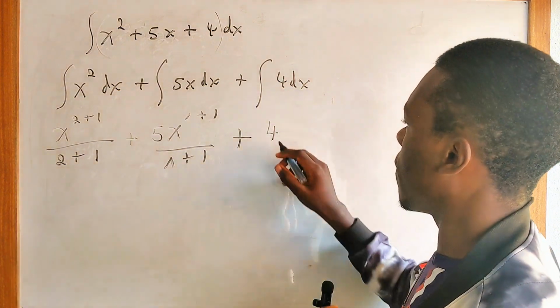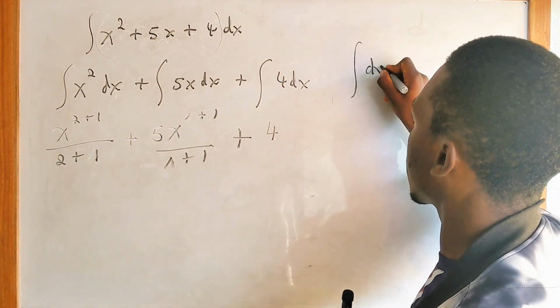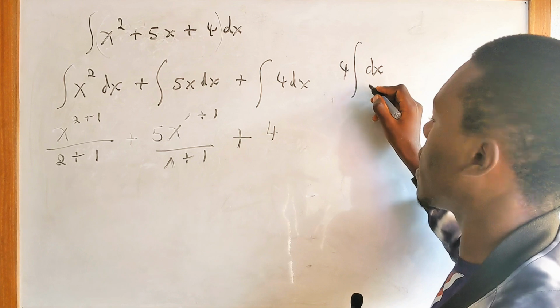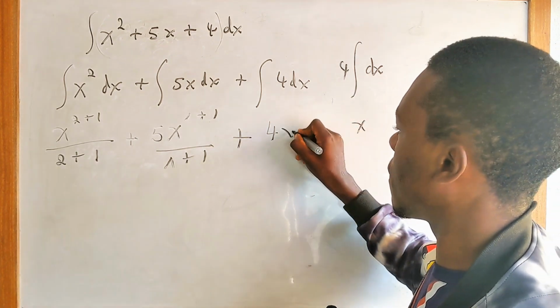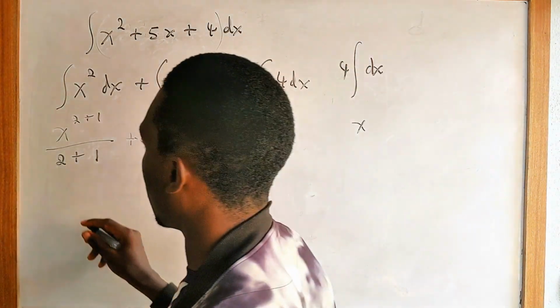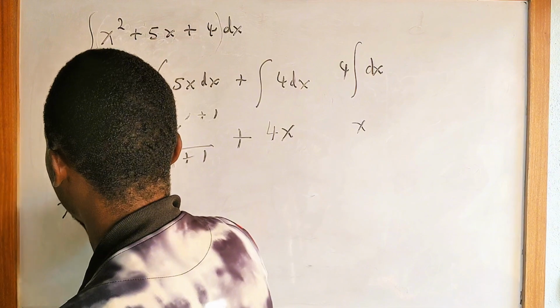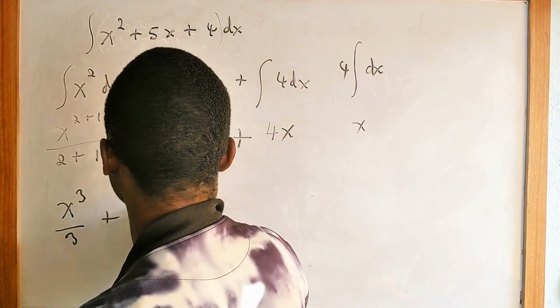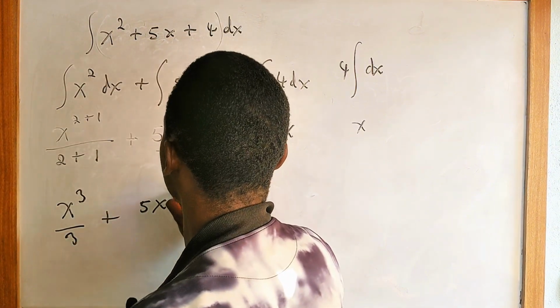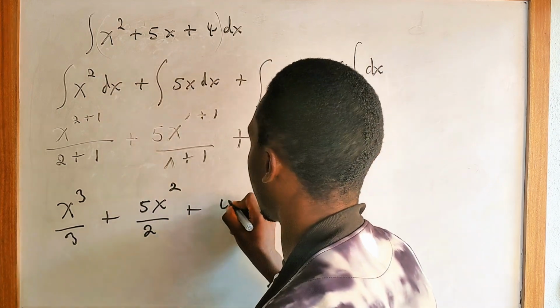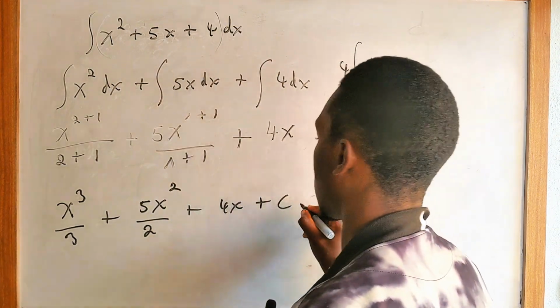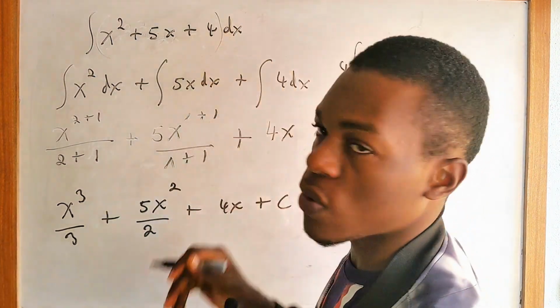Okay, since we have 4, we have to have 4 dx. 4 integral of dx will have what? x. Hence we are going to have 4x here. Hence the final answer will be what? x cubed all over 3 plus 5 x squared all over 2 plus 4x with a constant c. That is the answer to this question.